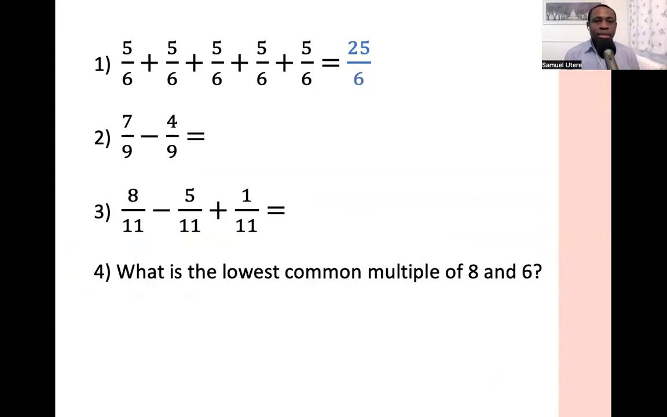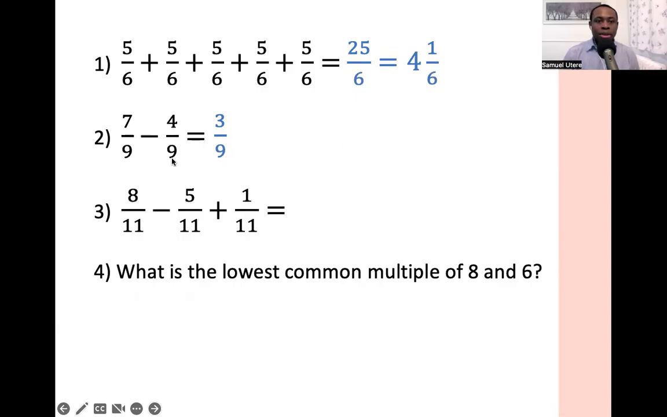So here you can see the denominators are all 6. So the denominator stays the same. You just simply add the numerators. And then you can change that to a mixed number by doing 25 divided by 6 will be 4 lots of 6. And then you'll be left with 1. The remainder 1, you write it as 1/6.